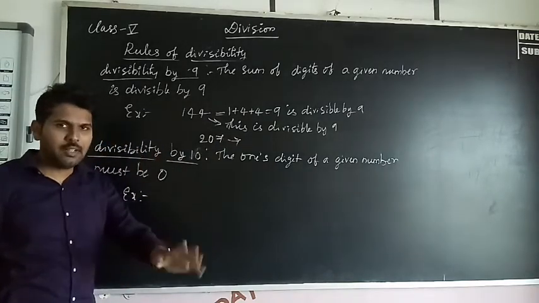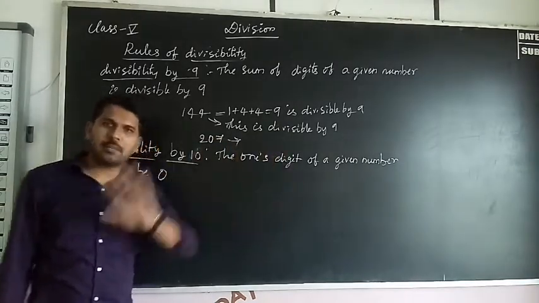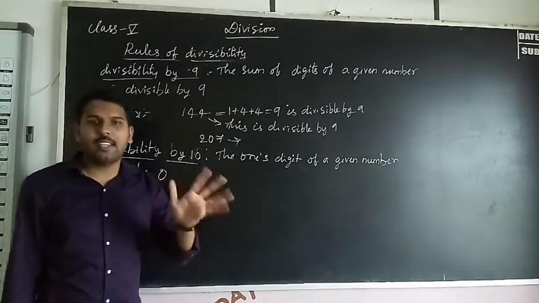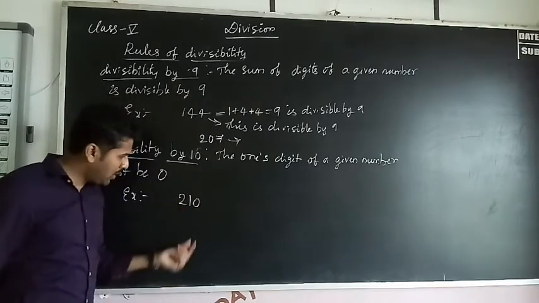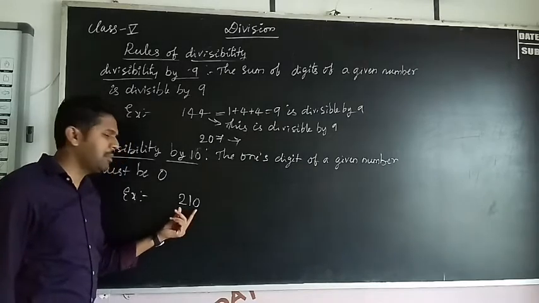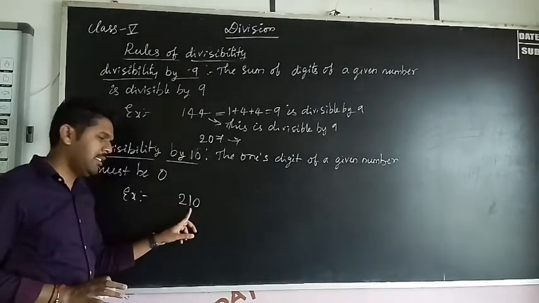So next, divisibility by 10. This is very simple. The ones digit of a given number must be 0. For example, take any one, 210. Here the one's digit is 0. That means this number is divisible by 10. Why? 10 is there, no impact.